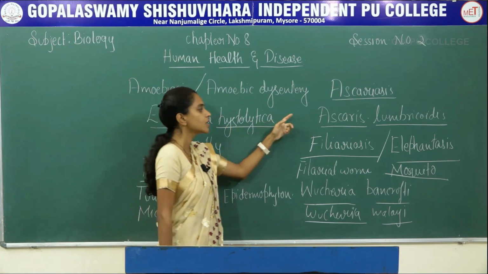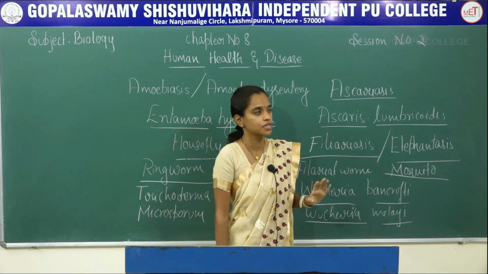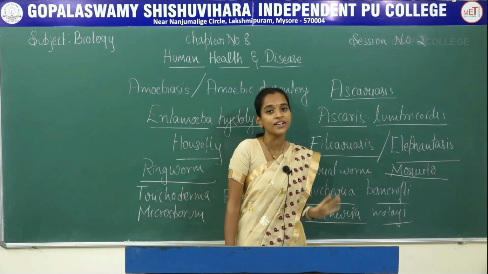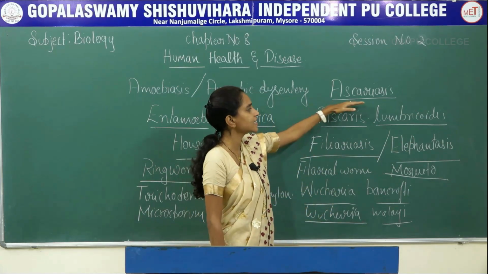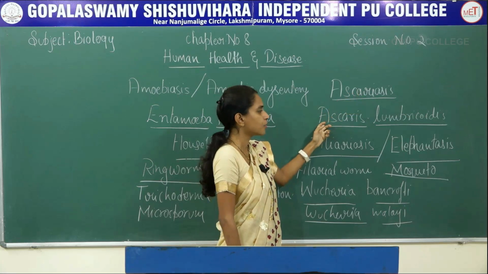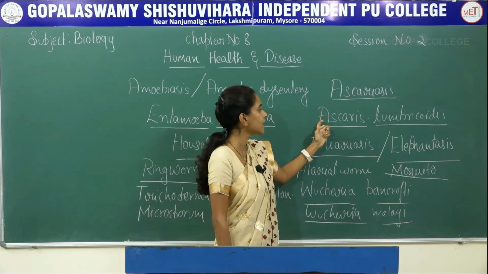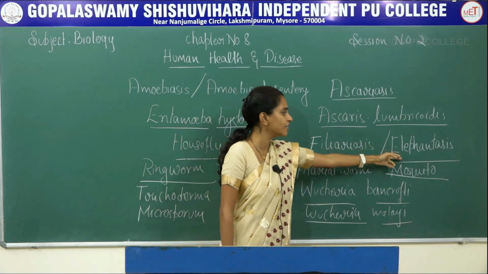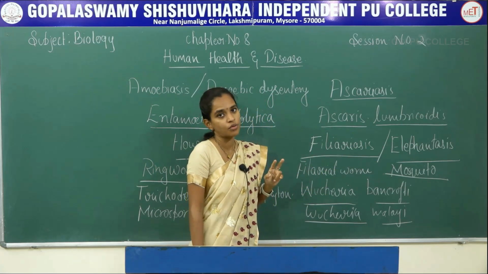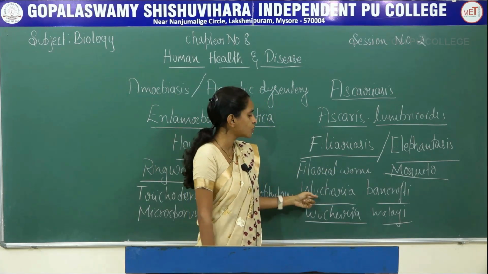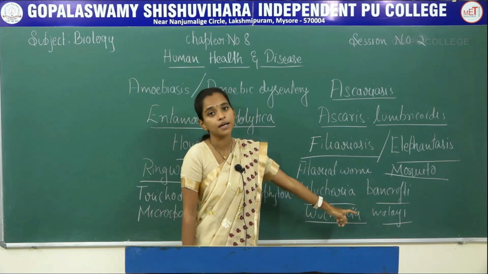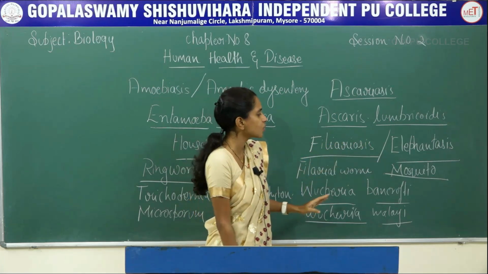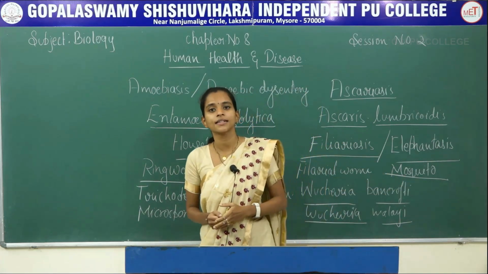Next one is two different forms of helminthic worms. Here Ascariasis is a disease and Filariasis or elephantiasis is a disease. Ascariasis is caused because of a helminthic worm, that will be Ascaris lumbricoides, and Filariasis or elephantiasis is caused by two different species, that will be Wuchereria bancrofti and Wuchereria malayi. So these two cause the Filariasis or elephantiasis, where mosquito acts as a vector.